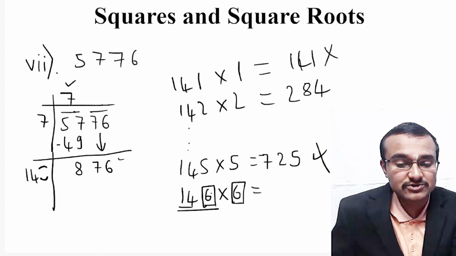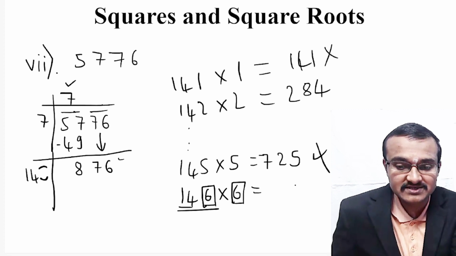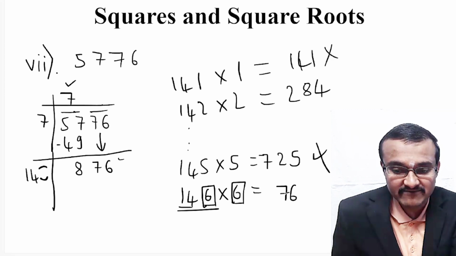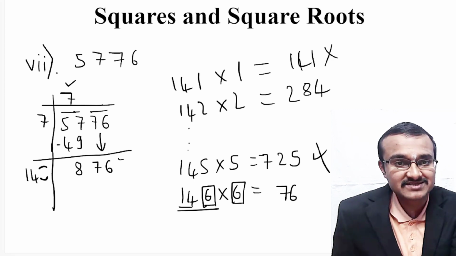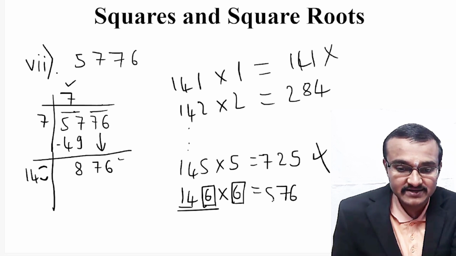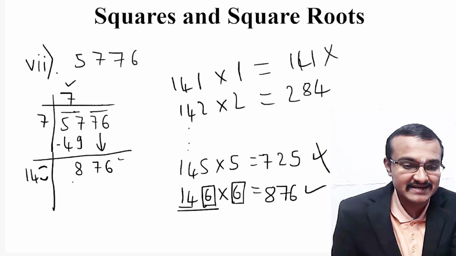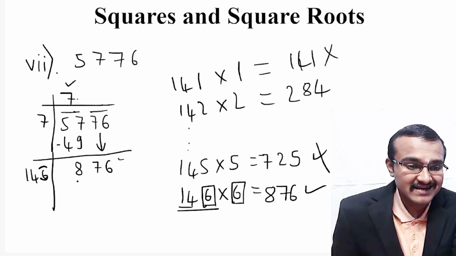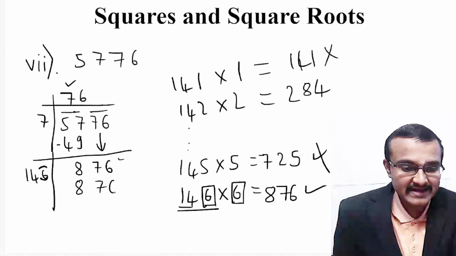So what is 146 into 6? 6 6s are 36, 3 carry, 6 4s are 24, 24 plus 3 is 27, 2 carry, 6 ones are 6, 6 plus 2 is 8. So now you are actually getting 876. So that means when you put 6 here, you will get 876. That is, 146 into 6 will be 876.